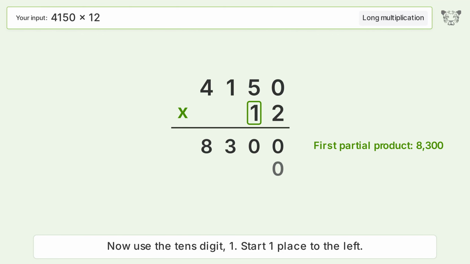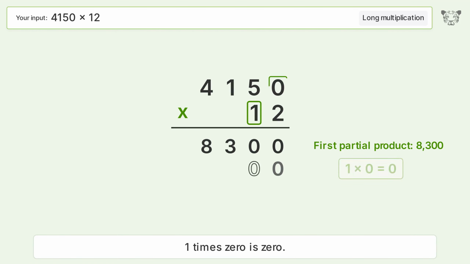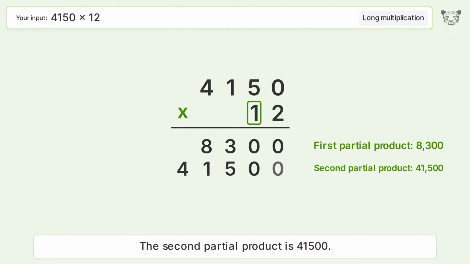Now use the tens digit, 1. Start one place to the left. 1 times 0 is 0. 1 times 5 is 5. 1 times 1 is 1. 1 times 4 is 4. The second partial product is 41,500.